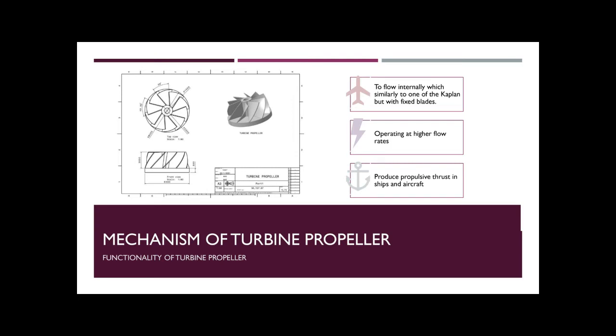Now the mechanism of the turbine propeller. Generally, it functions with internal flow, similar to one of the Kaplan, but with fixed blades. It is also for operating at higher flow rates. Last but not least, the turbine propeller can produce propulsive thrust in ships and aircraft. So, as you can see at the left part, here is our drawing of the turbine propeller.